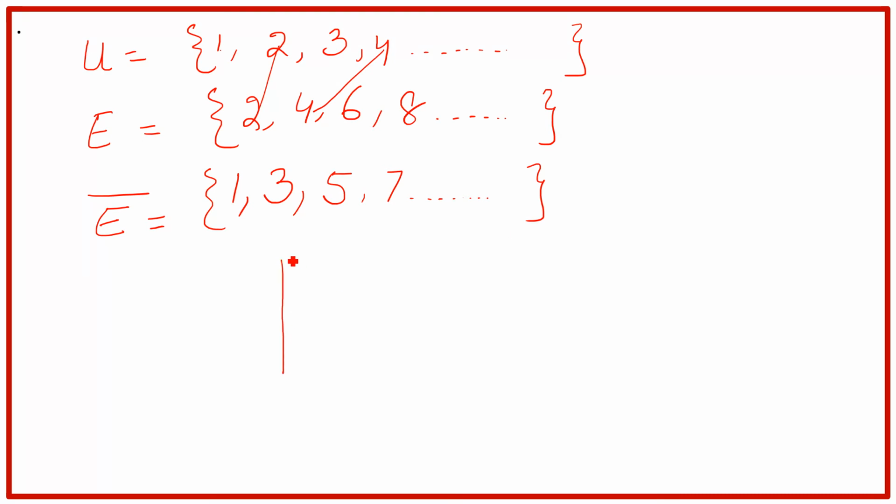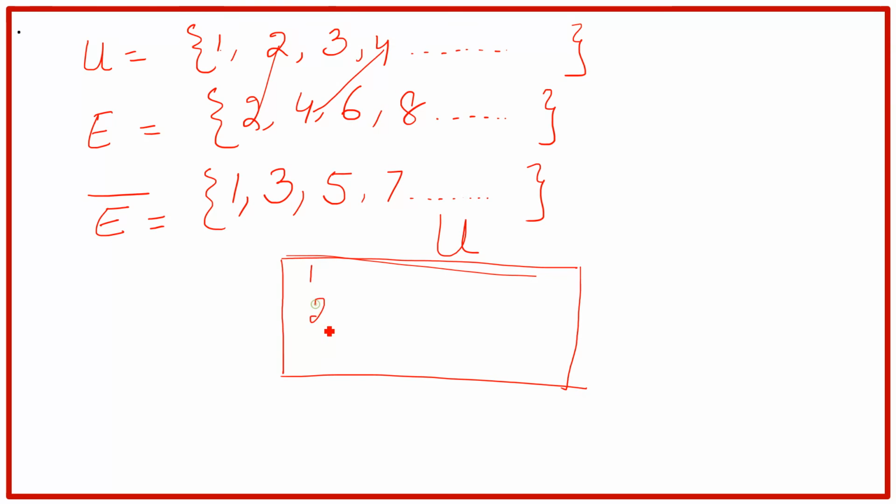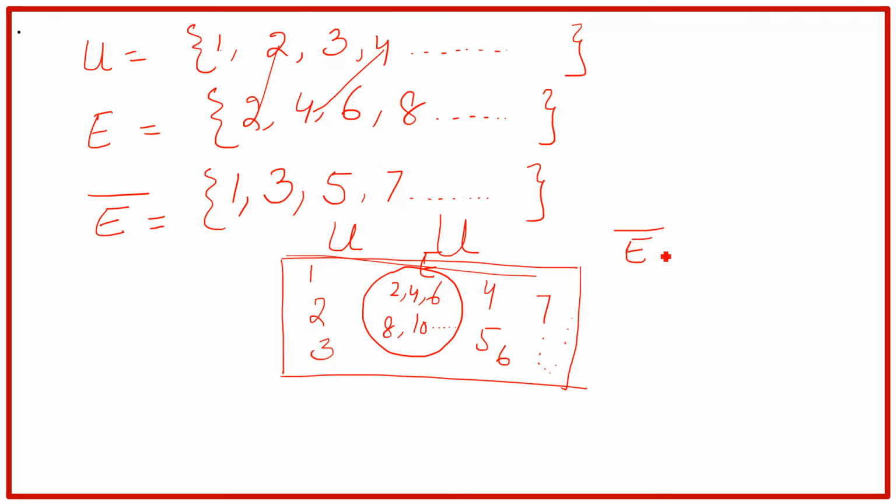Same thing, if I ask you in the form of a Venn diagram. This rectangle represents U, the universal set: 1, 2, 3, 4, 5, 6, 7, and so on, 8, 9, 10. And in the loop, we will write down 2, 4, 6, 8, 10, and so on. So this loop is E, and this is the universal set. If I ask you again to find the E complement, with the help of a Venn diagram you can find the elements which are present in the universe but not in the loop. So 1, 3, 5, 7 and so on. So this is the E complement.